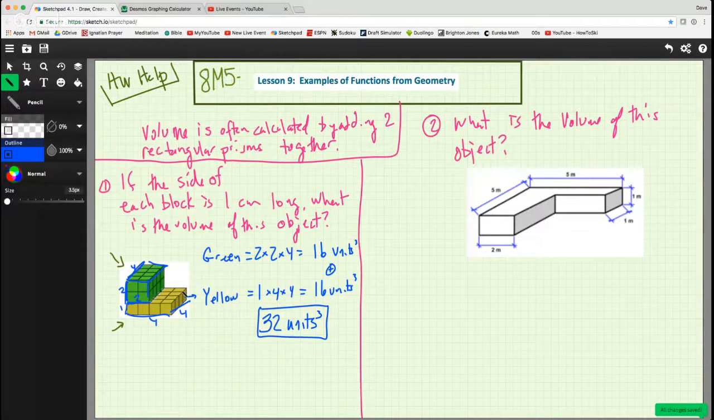Let's count them. 1, 2, 3, 4, 5, 6, 7, 8, 9. And behind this one, we have 10, 11, 12. Sorry, 1, 2, 3, 4, 5, 6, 7, 8, 9, 10, 11, 12, 13, 14, 15, 16. So we have 16 yellow blocks, correct. And the green ones, we have 1, 2, 3, 4, 5, 6, 7, 8 on top. And then right underneath them, we'll have the same number, 9, 10, 11, 12, 13, 14, 15, 16. So there we have our 32 units, whether we counted them by hand or whether we used our volume formula.